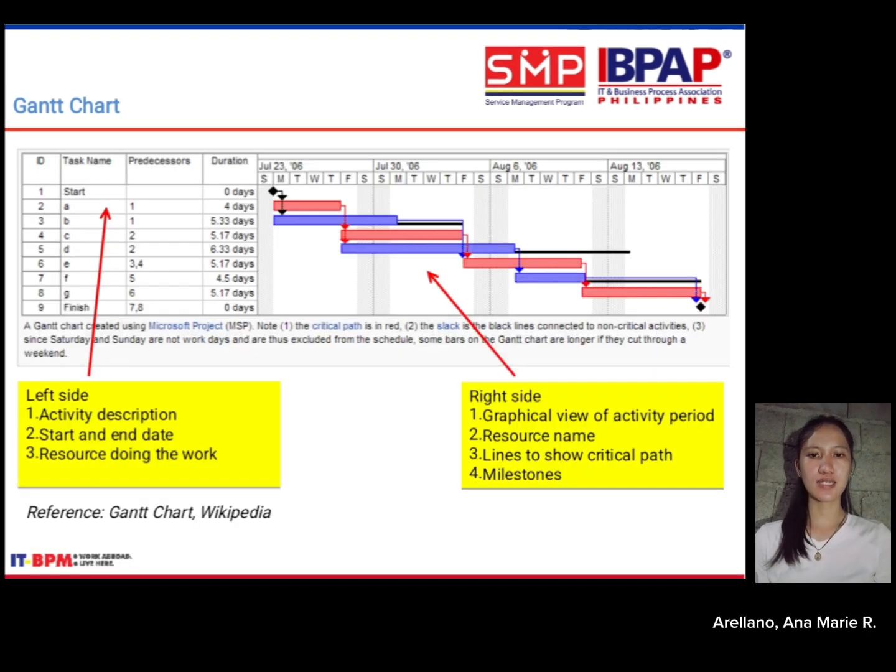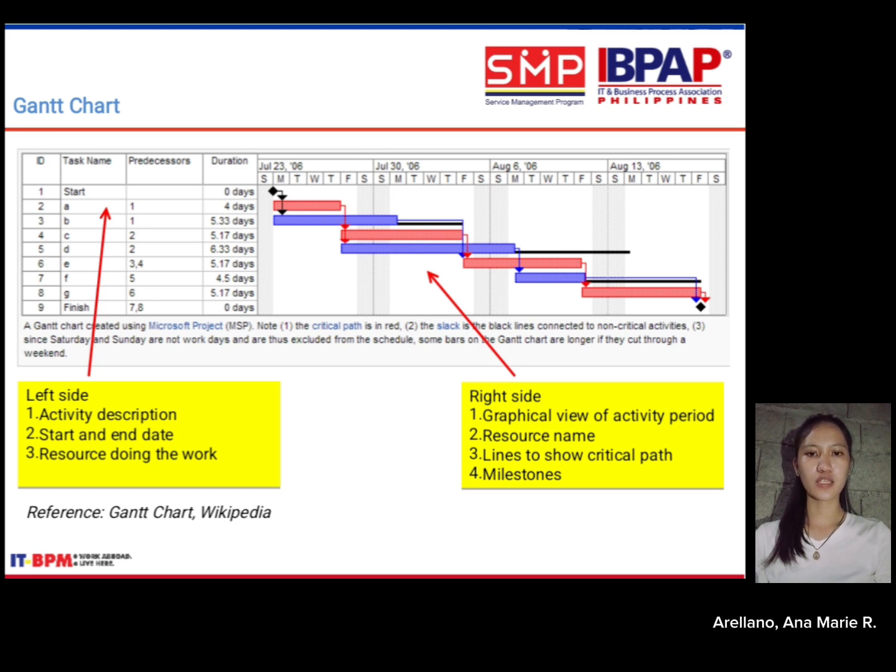Core components. This slide shows a sample Gantt chart created in Microsoft Project and labels its key parts. Number 1. Task details: activity description, start and end dates, and assigned resources. Number 2. Graphical timeline: bars representing each task's duration, making progress easy to track at a glance. Number 3. Dependencies: lines connecting tasks to show sequencing, lead, or lag relationships.